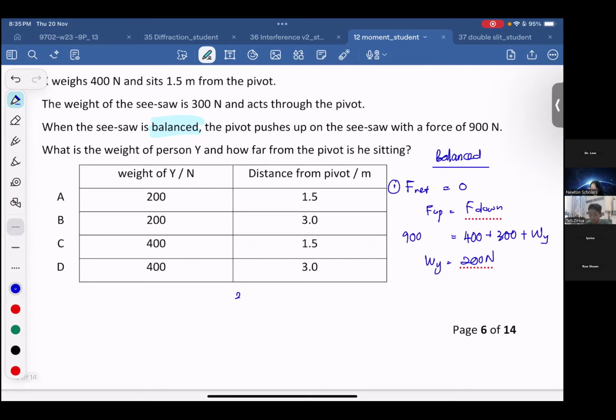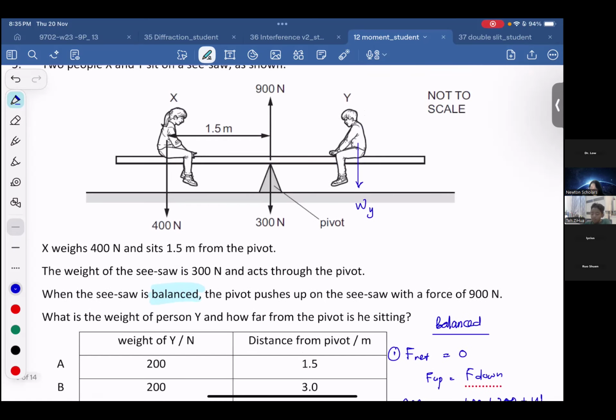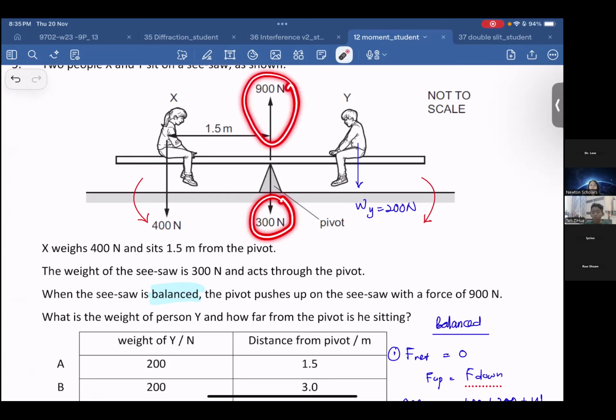Second rule, we say that net moment equals to 0. That means that anti-clockwise moment equals to clockwise moment. Okay, so at here, I know that my weight for Y is 200 Newton. At here, dear, 400 Newton is anti-clockwise moment. 200 Newton is clockwise moment. There is one problem here. You might be asking me, teacher, then how about the 900 Newton and 300 Newton? Is it considered clockwise or anti-clockwise?